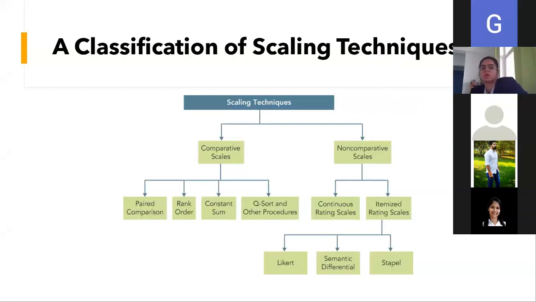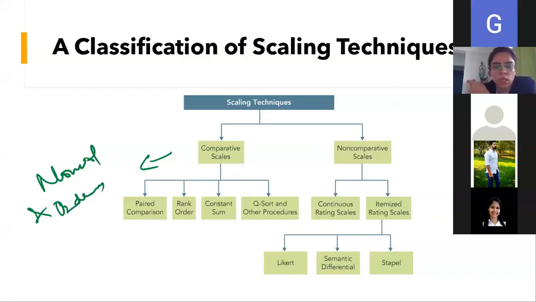Okay, this is the classification of scaling techniques. There are two different types of scaling techniques. One is comparative scales and another one is non-comparative scales. Comparative scales are your nominal and ordinal. And your non-comparative scales are interval and your ratio scale.